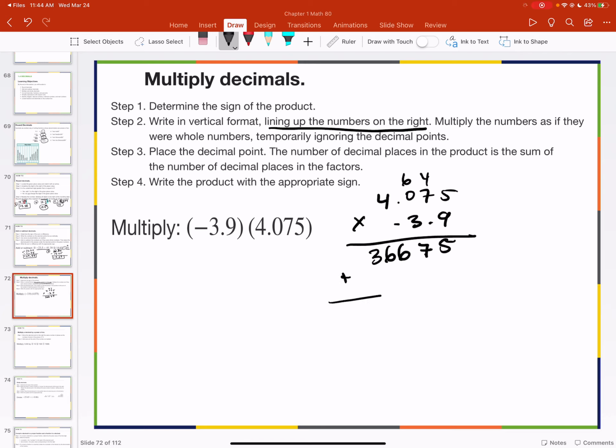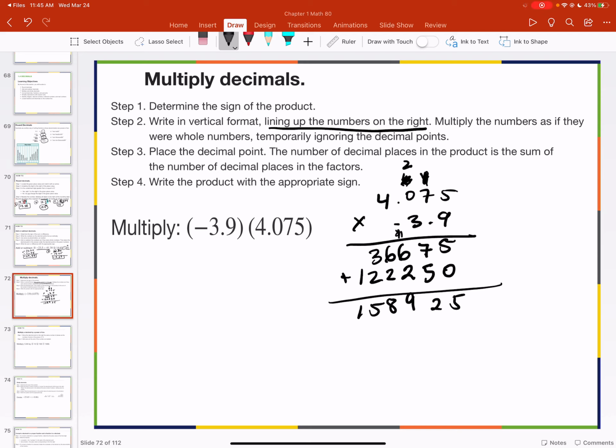Then we're going to add that to, and remember you have a magical 0. 3 times 5 is 15, carry the 1. Carry the 1 over here, sorry. 3 times 7 is 21, carry the 2, right? 22. 3 times 0 is 0, plus 2 is 2. 3 times 4 is 12. So now we're going to add all of this up. So we get 5, 12, 9, 8, and 15.